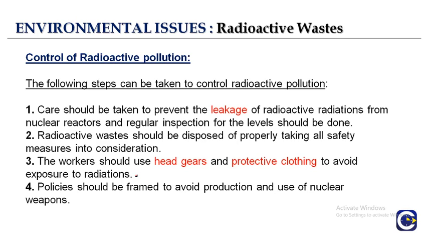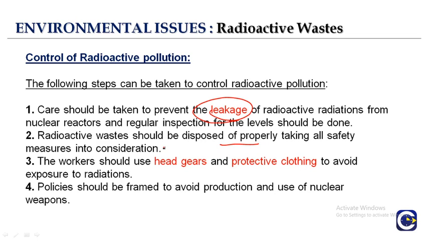How to control the radioactive pollutant? There are the following steps which can be taken to control radioactive pollution. First, what are the causes? We can look at the causes and control them. Care should be taken to prevent leakage, right? For example, in the transfer of radioactive material, there should be proper covering of it, there should not be any leakage of radioactive radiations from the nuclear reactors, and regular inspection of the level should be done. Radioactive waste should be disposed of properly by taking all the safety measures into consideration, right?